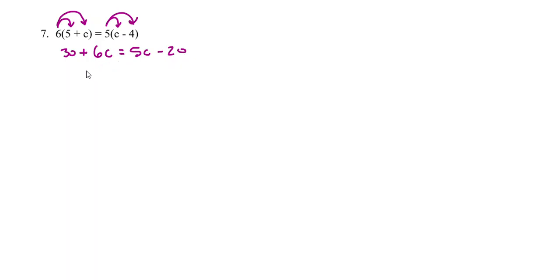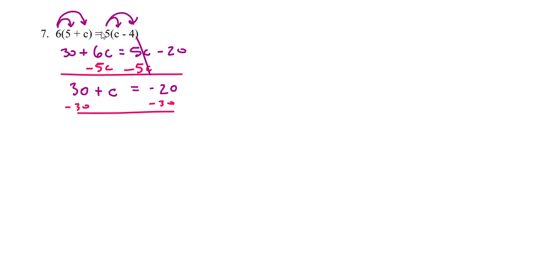Now, I have a c on the left side and on the right side, so I'm going to have to get rid of one of those. I can get rid of the smaller one, 5c, by subtracting 5c from both sides. So 30, 6c minus 5c is 1c, equals 5c minus 5c is 0, minus 20 is negative 20. So 30 plus c equals negative 20. I'll get rid of the 30 there by subtracting 30 from both sides, and I end up with c equals negative 50, which is an ugly answer, but let's see if it works.